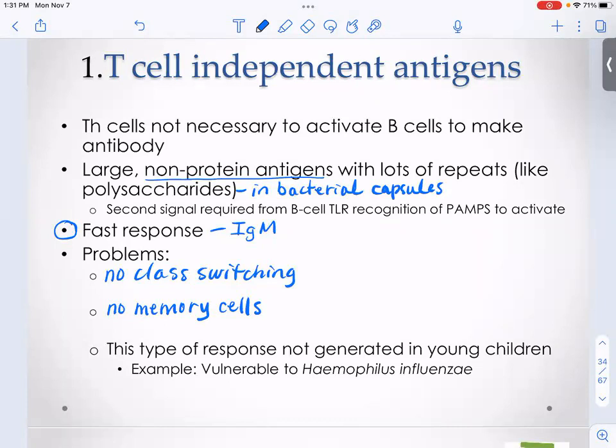Another big drawback in terms of defeating pathogens is that this type of response doesn't really take place very well in young children. How young? I've heard two different numbers, below the age of 2 and below the age of 4. So, younger than, we'll say, about age 4.